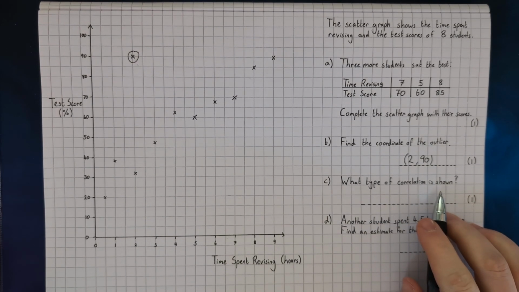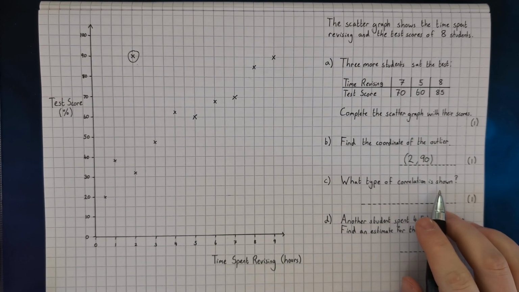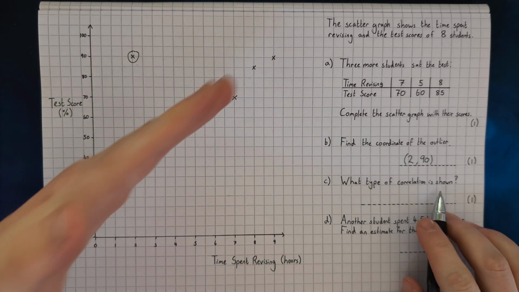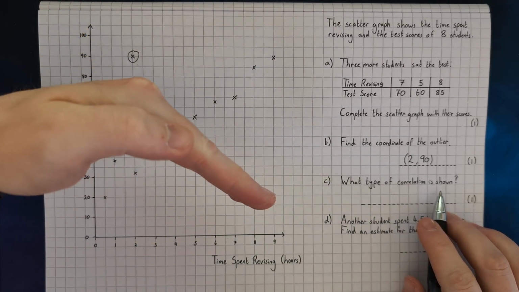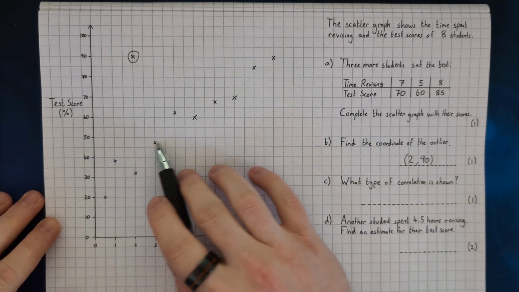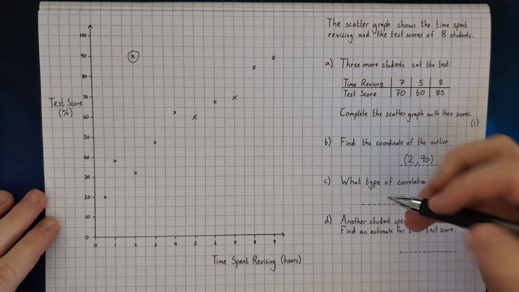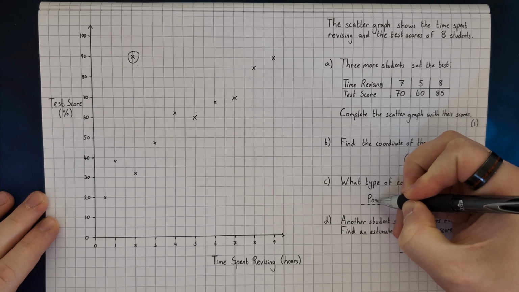Next one, correlation. There's always 2 types of correlation, that is positive and negative. Now, positive correlation goes upwards, negative correlation goes downwards. And in this case, you can see the points are going upwards, going from left to right, so it is a positive correlation.